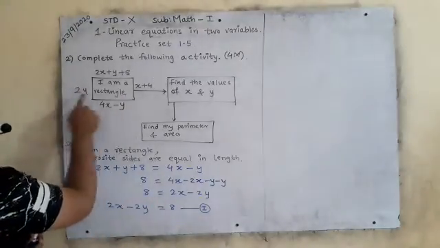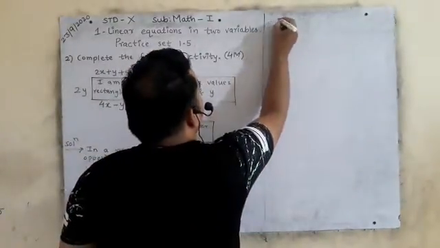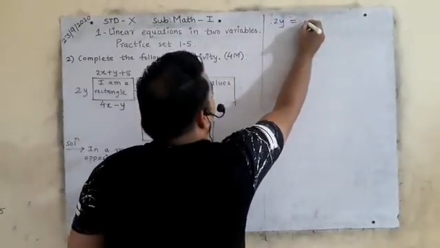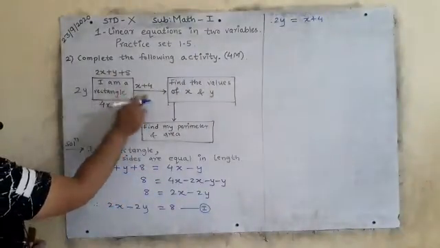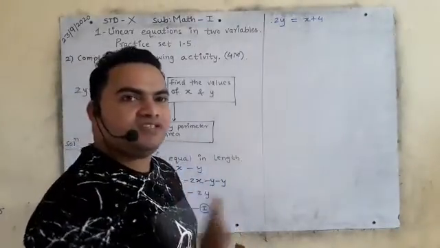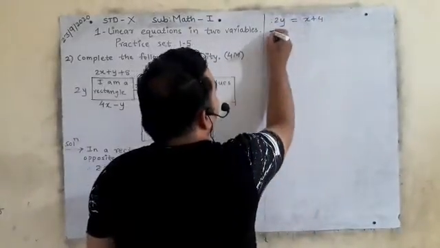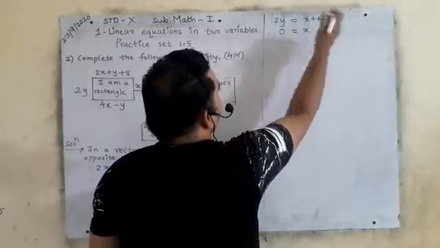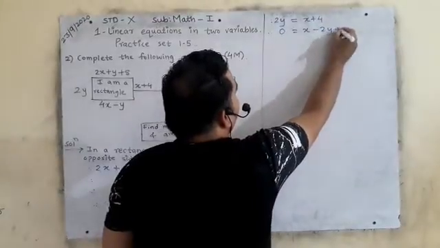Now take these two sides, 2y and x plus y. I will write here 2y is equal to x plus 4. These two sides are also congruent. Now as I have said, always keep the x term positive. It means x will stay here only. This 2y will go to that side. So what will it be? It will be 0 is equal to x. This 2y will go to the right hand side. It will be minus 2y plus 4.